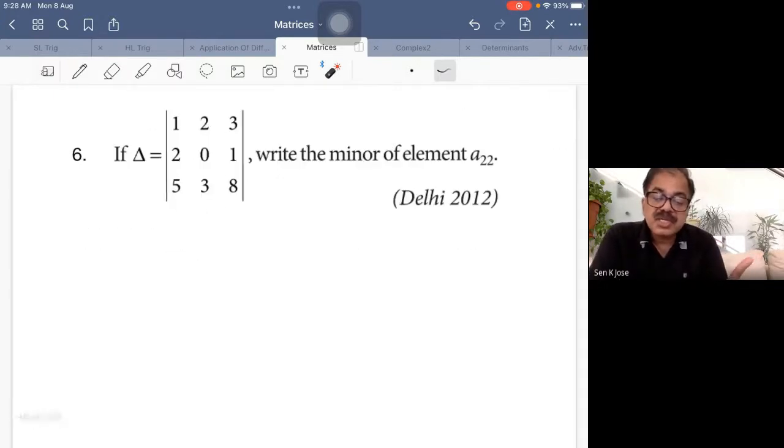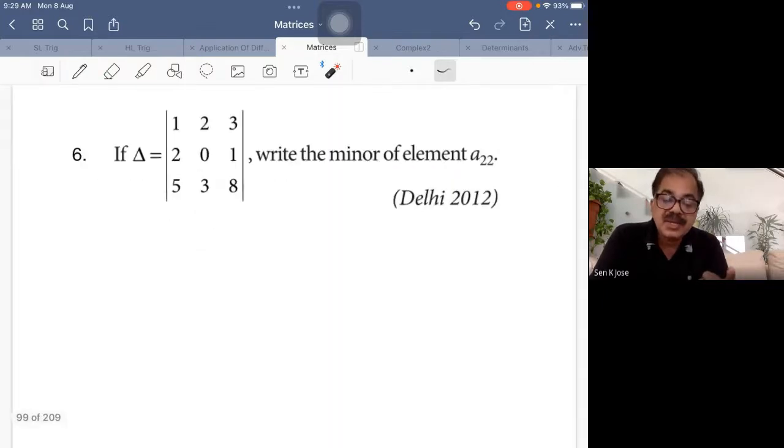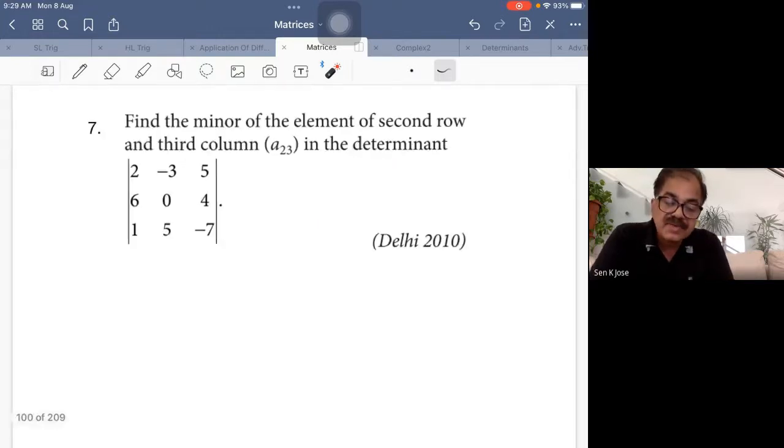Question 6 is to find the minor. Again, so see the difference between 5 and 6. In here, they ask for cofactor. So it's a signed minor. So you'll have a position sign outside attached. This is only the minor. So no position sign. Okay, 5 and 6, you do it yourself.